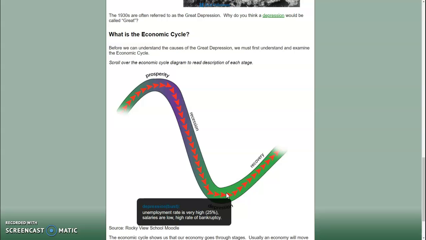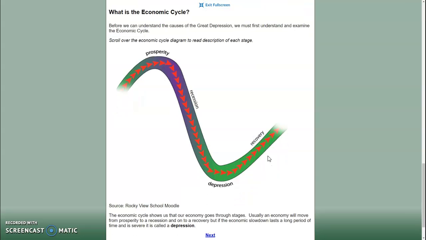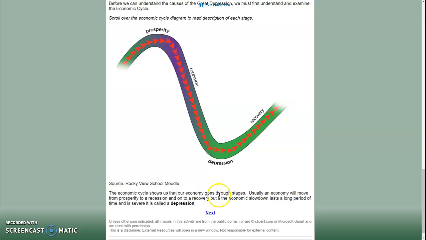When it's particularly bad, we go into a depression where unemployment rate is very high, like 25% of the population or more. Salaries are very low, or people work multiple jobs, and there's a high rate of bankruptcy. And then we fall into this recovery phase, so jobs are starting to create, salaries increase, and businesses open. And we will talk about how our economy goes through these stages in the next video.